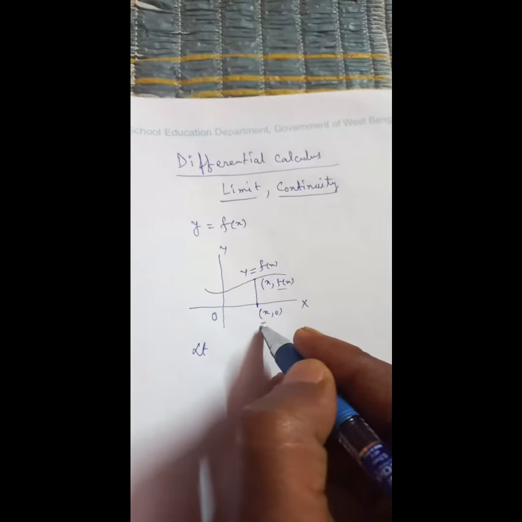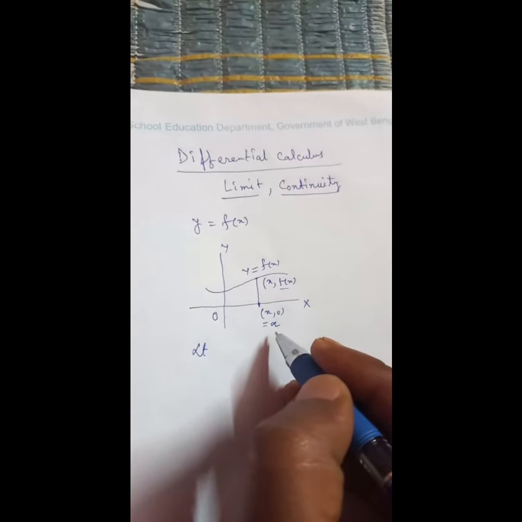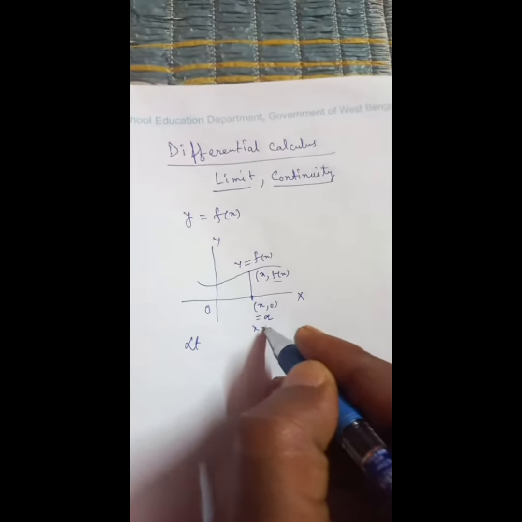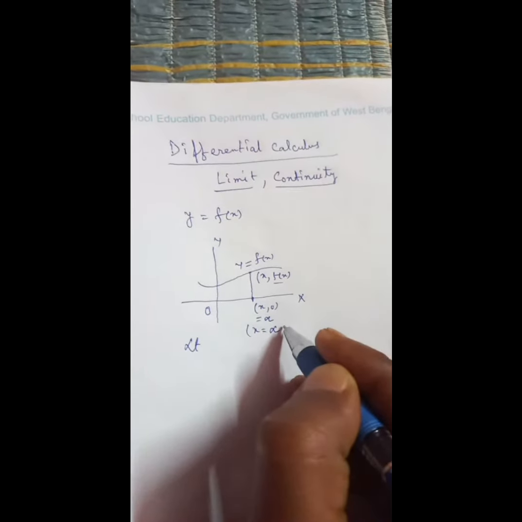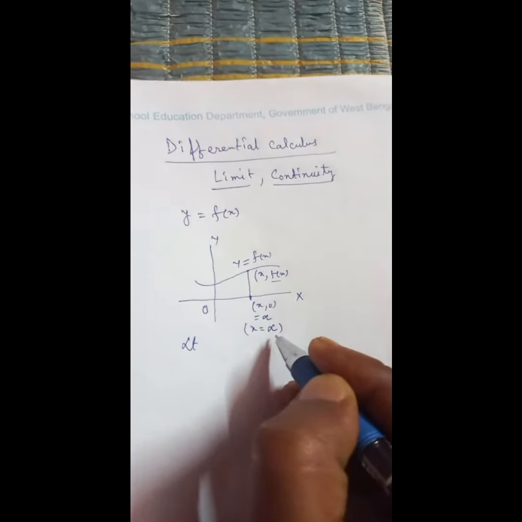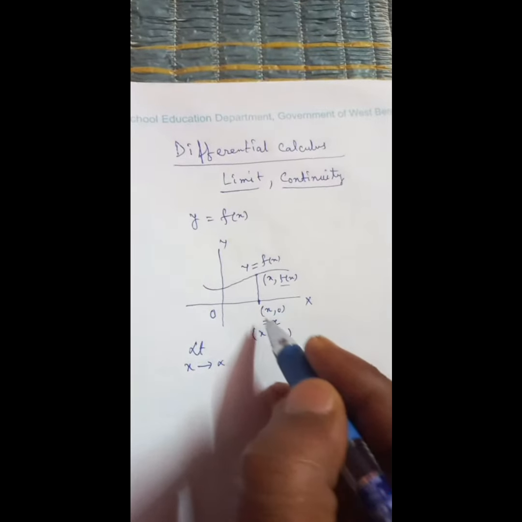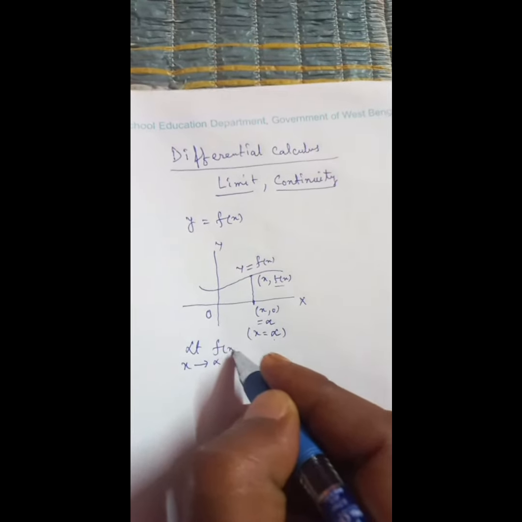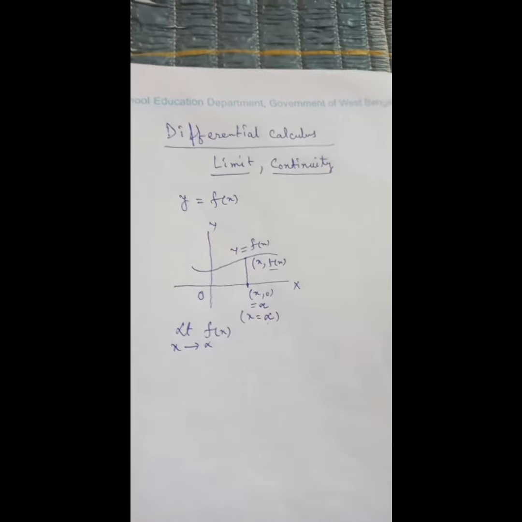So limit of, we have to take x is equal to alpha. We have to find out the limiting value. I'm taking x is equal to alpha. And at this point alpha, what will be the limit of f(x), what of y. So if x tends to alpha, nearly alpha, not equal to alpha, then what will be the limiting value of f(x).